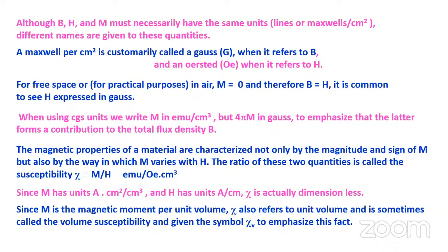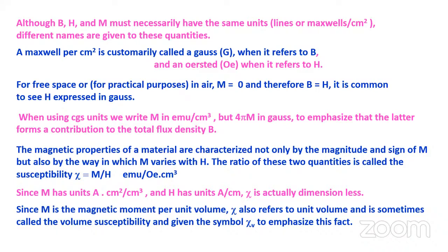Okay. Now here, this chi, that is susceptibility, is given as M by H. M is what? Magnetization. What is the unit of magnetization? It is ampere centimeter square by centimeter cube. So effectively it comes out ampere per centimeter. And H also has a unit of ampere per centimeter. So M has the same unit, H has the same unit. And therefore, chi is dimensionless, or it is a unitless quantity. It is just a number.